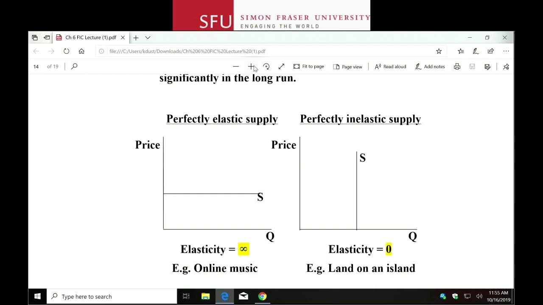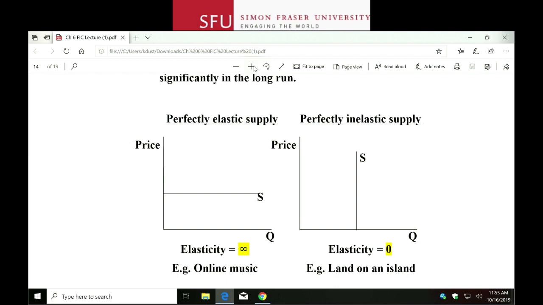Okay, perfectly inelastic is a situation where the quantity is fixed. So this would probably be some kind of natural resource where we can't make any more of it, like land. And so especially land on an island, you just can't make any more of it. And so the price can go up and up and up forever, and quantity will not change. Good. Okay, so that's it for supply.